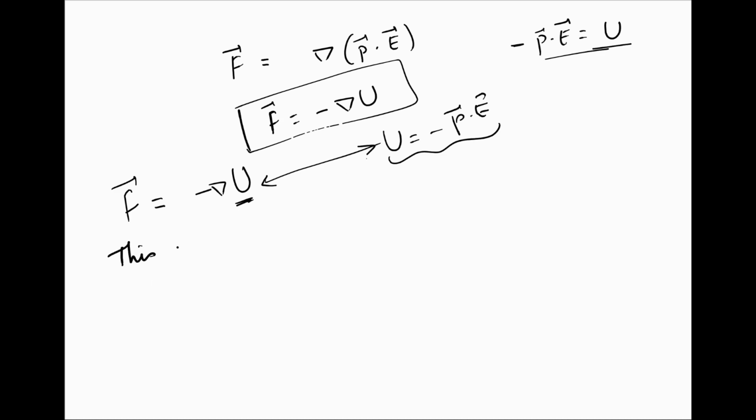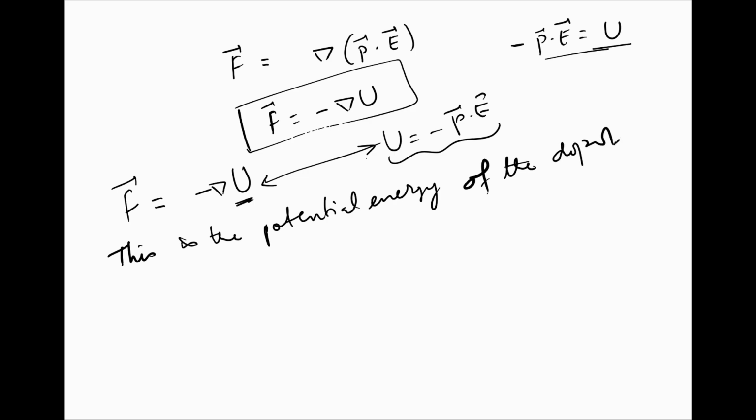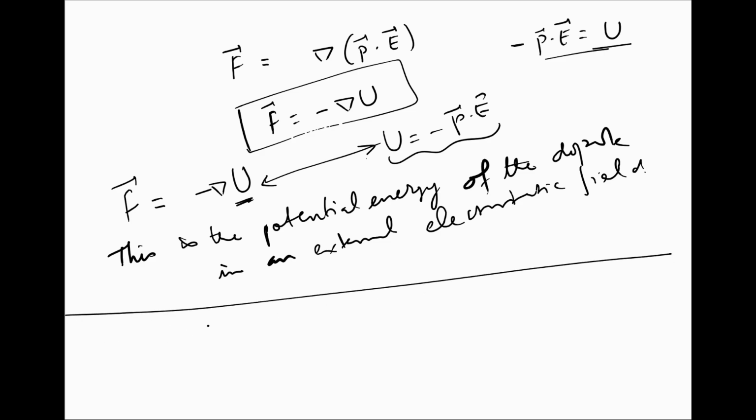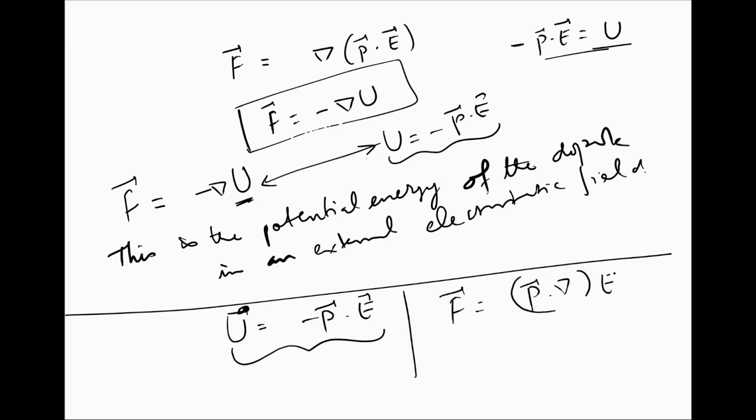So this is the potential energy of the dipole in an external electrostatic field. So in this way we have derived two terms. First one is the electrostatic potential energy of a dipole. It is given as minus p dot E. And the second one is the force on the dipole. It is given as p dot del into E.